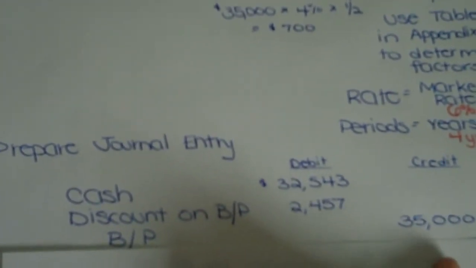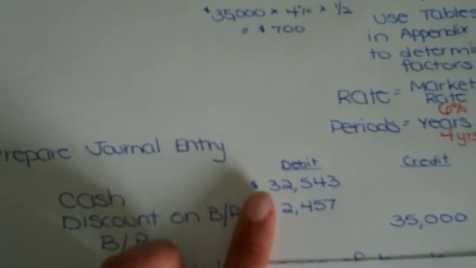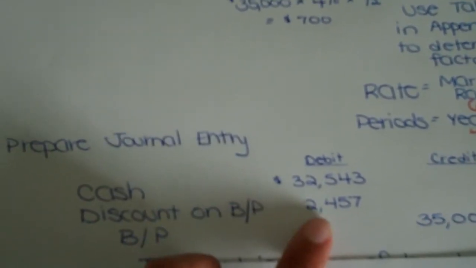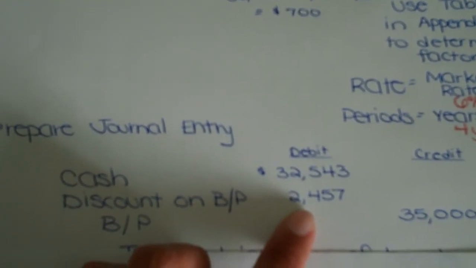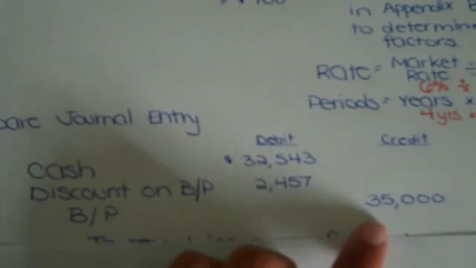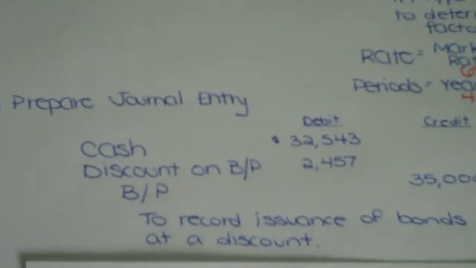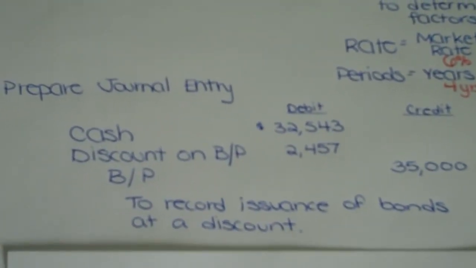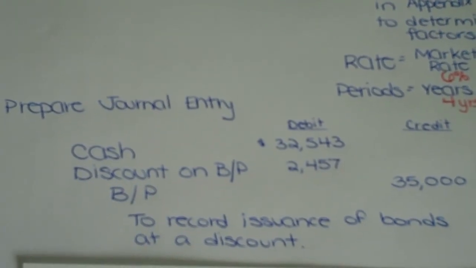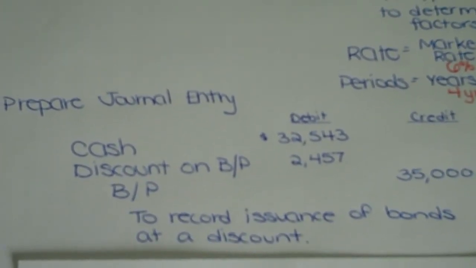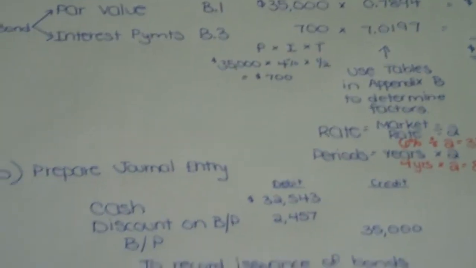The difference between the two, the par value and the cash proceeds received, will be debited to the discount on bonds payable, since investors did not pay us enough cash as was equal to the par value of our bond. So that is your journal entry to record the issuance of bonds at a discount. And that has been how to solve for the issue price of a bond using the present value tables, and also to record the journal entry.